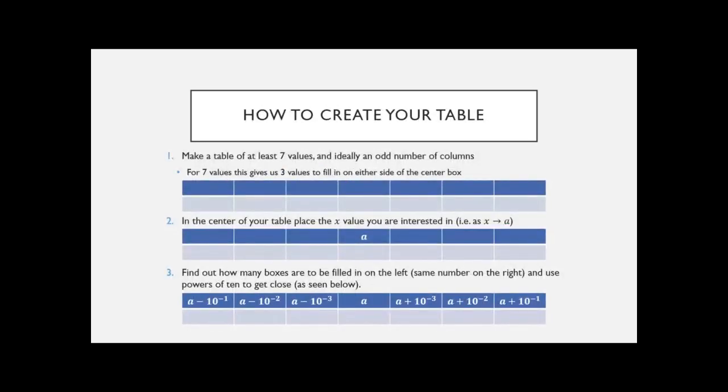So a lot of people ask me, how do you determine how to create your table? I've done my best to explain the process here. It's good to have at least 7 values so that you can get enough data. And I prefer having an odd number of columns just so that the middle is the one that you're asking about, and then you have things on either side. So it's kind of a mirror image.